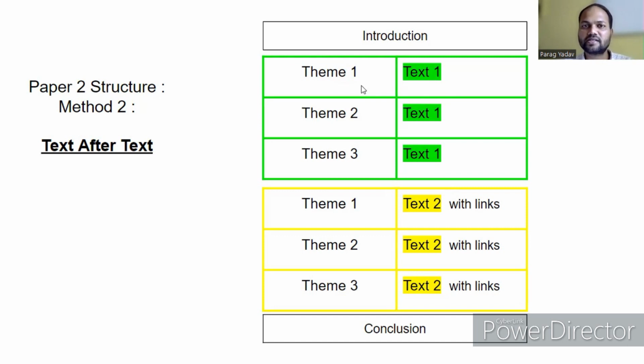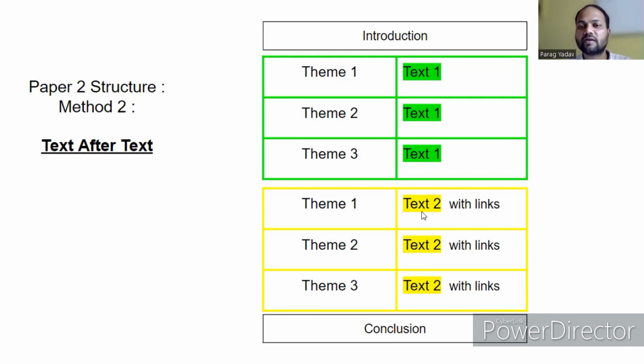Similar to the earlier method, you would write about a particular theme, but choose examples only from one text. Move on to theme 2, examples from the same text, and then theme 3 and examples from the same text. Only when all the three themes are done with, then you move on to the second block of the answer, where you would write about the same themes, but this time the text choice would be different.